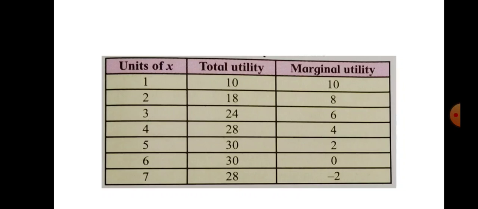This is the second observation. Now when the consumer consumes the sixth unit of commodity, total utility is 30 and marginal utility becomes 0. When we join this point, we get the point of satiety, that is the maximum satisfaction of the consumer. And when the consumer consumes after the point of satiety, TU goes on falling at a diminishing rate, and marginal utility becomes negative, that is -2.